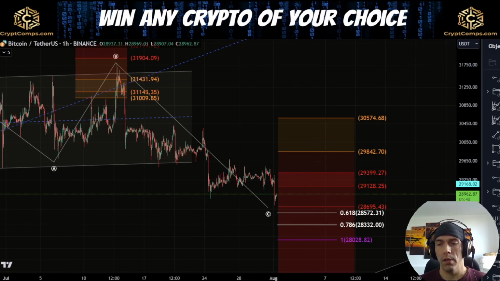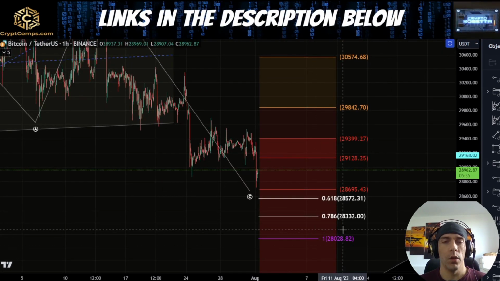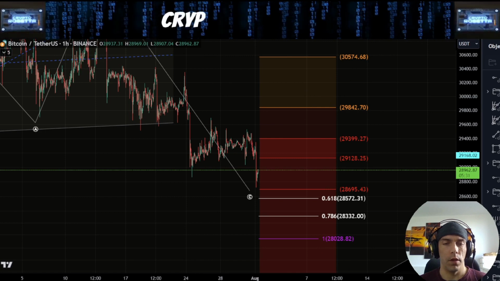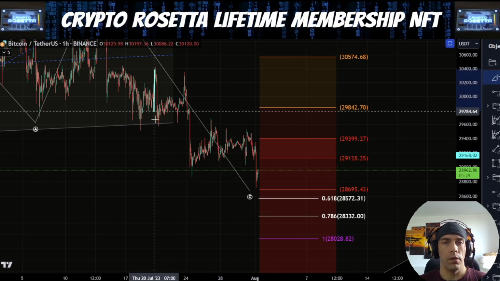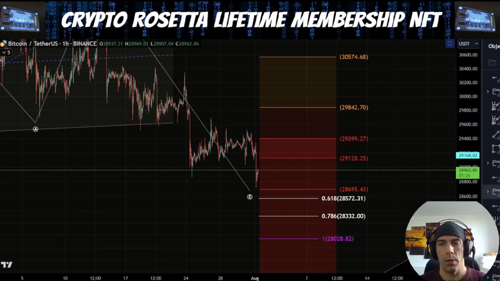Now, if this is the case, what this means is that wave 3 cannot cross this 28,028 level, and it would mean that we're looking for a 5-wave structure here. Now, the problem is within here, we need to be very careful because there is also the potential we have a series of 1s and 2s here, which could mean we have a bigger sell-off.